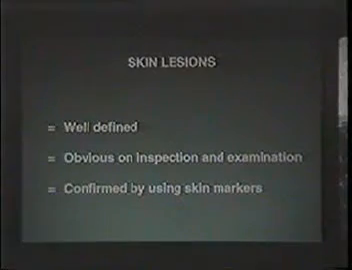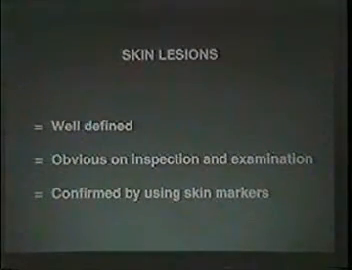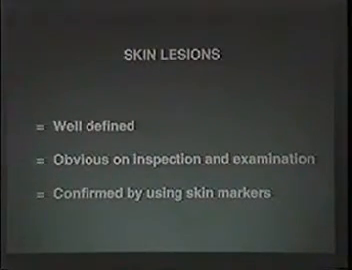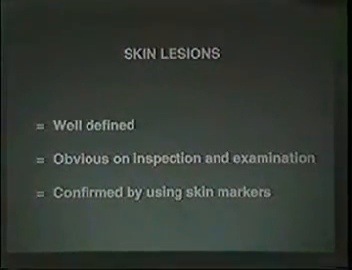Skin lesions are commonly seen on the mammogram. Your technologist will often tell you that it's there ahead of time when she looks at the patient before she does the mammogram. But if they're not there, there are hints on the mammogram that they represent skin lesions, and all you have to do is go back and take a look at the patient if you don't know it's a skin lesion already. They are well defined. They are obvious on inspection and examination. They can be confirmed by using skin markers. And since they're a bump on the skin, when we compress the patient, there is often air that is trapped between the skin lesion and the skin itself, so we get a radiolucent halo due to air around the lesion.